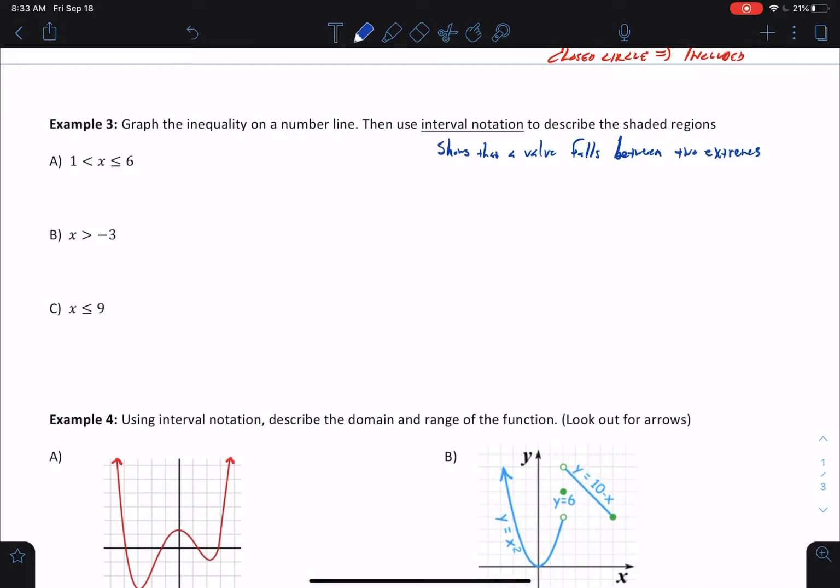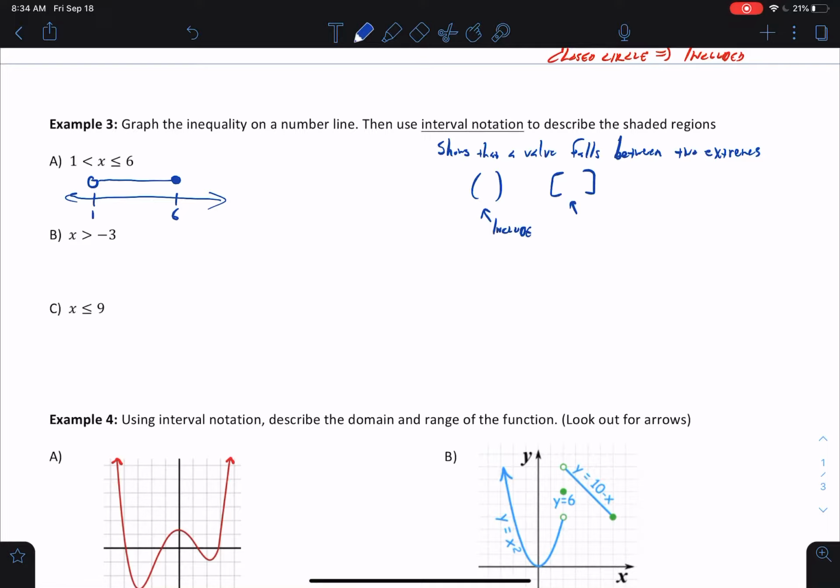1 is less than x, and x is less than or equal to 6. If I were to graph this compound inequality, I would have a low value of 1, open circle. It would go up to 6, closed circle, and I would shade the region in between. Interval notation uses parentheses and brackets. Parentheses mean we include the number.